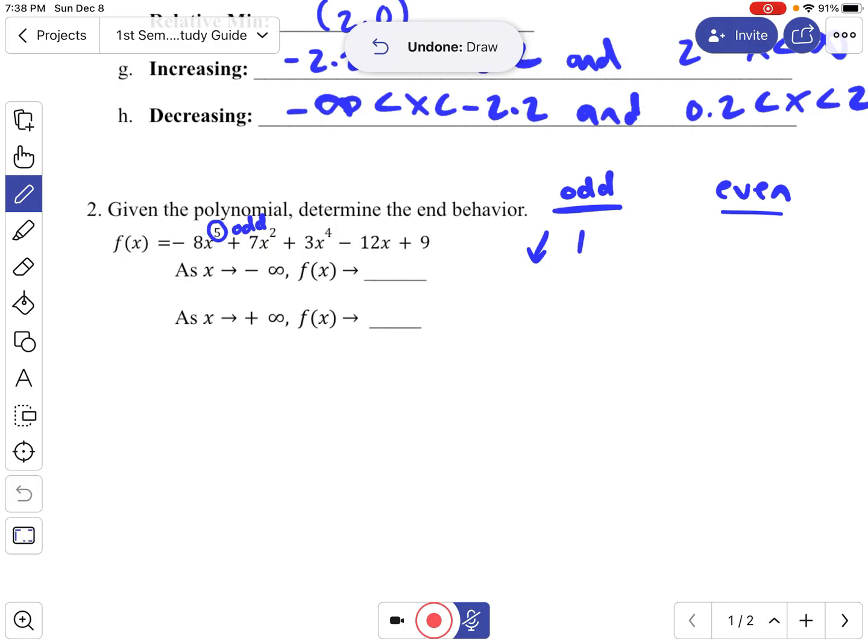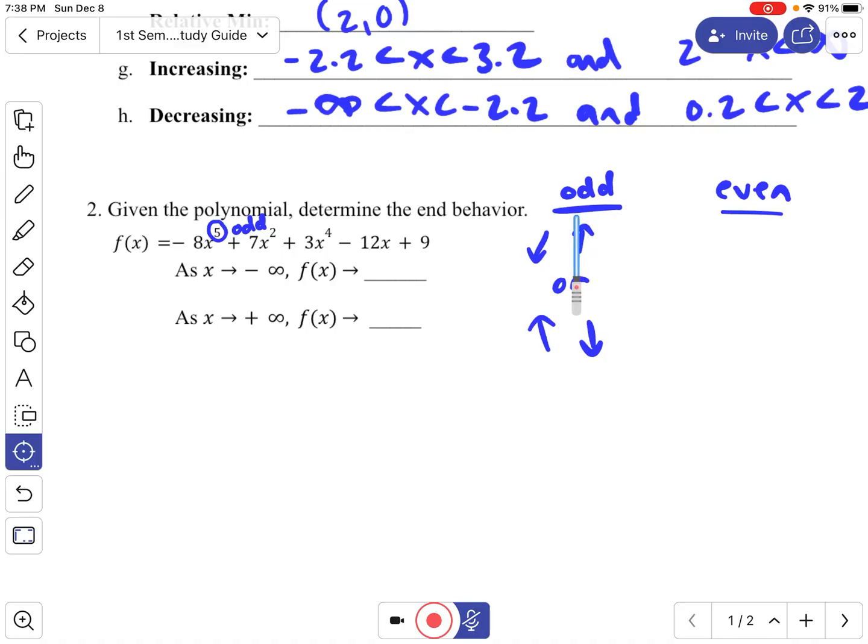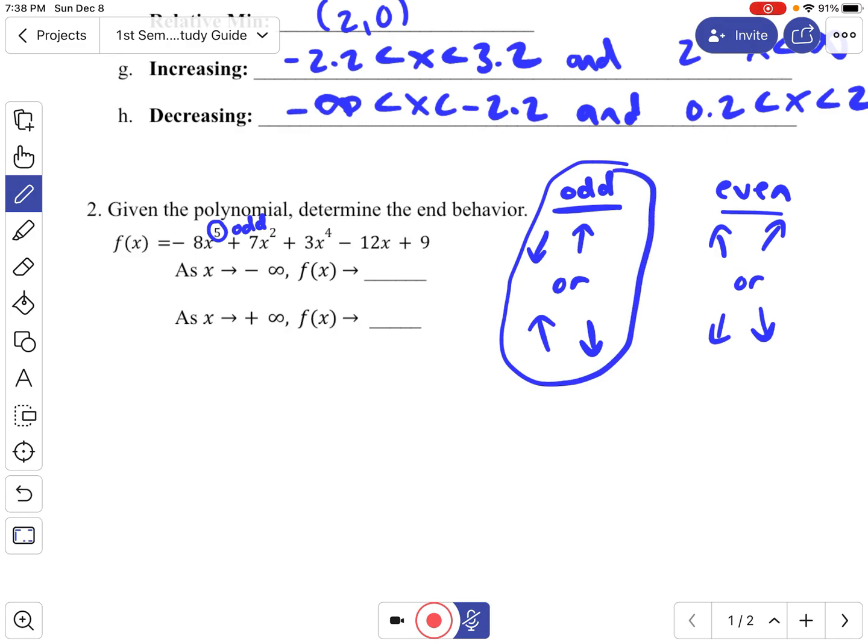odd polynomials, the arrows either go left and right, or down and up, or up and down. They go in opposite directions for odd degrees. So notice one's pointing up, one's pointing down on each of these. But if this highest exponent, if this degree was an even number, like 2, 4, 6, 8, then you'd have the arrows either both going up or both going down. And so here we know at least that it's odd, so we could look at this here.